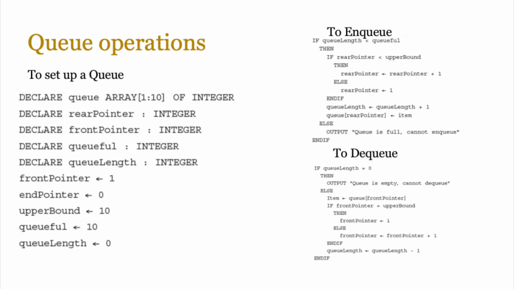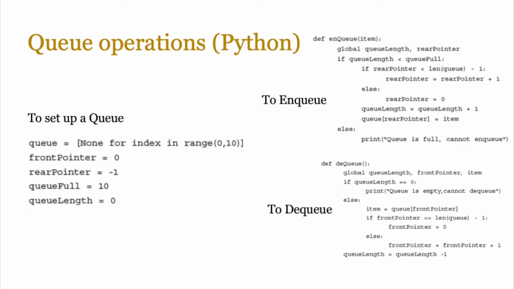To dequeue, we check if the queue length is 0. If it is, then we output the message the queue is empty because obviously there's nothing in the queue. Otherwise, we then update the front pointer, and the queue length is also decremented because you just removed an item from the queue. So do pause the video and try to understand the pseudocode. It should be pretty straightforward. You will be asked to write about this in paper 3 and code this in paper 4.